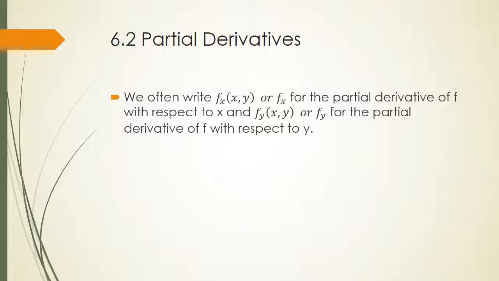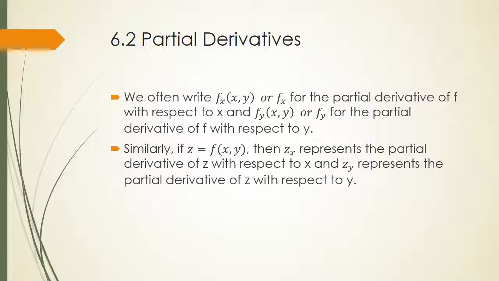Now, we often write f sub x of xy, or f sub x, for the partial derivative of f with respect to x. So this is another notation. We had the delta, and we also have this notation. F sub y would be the partial derivative of f with respect to y. If z equals f of xy, then we could use z sub x for the partial derivative with respect to x and z sub y. If the function was defined as being equal to another variable z, then you could use that for the notation as well.